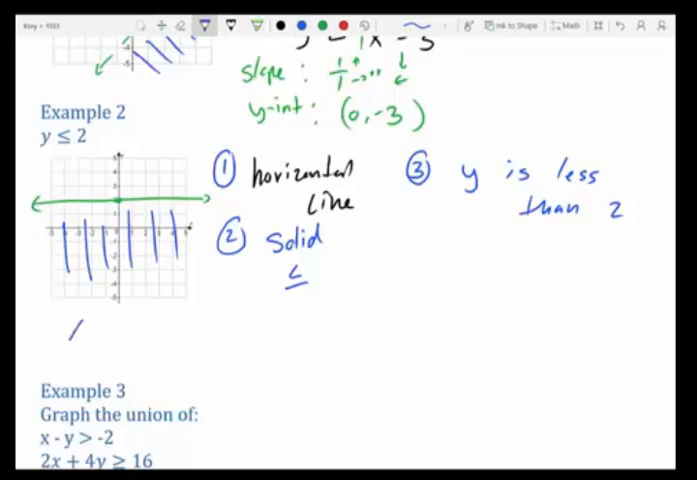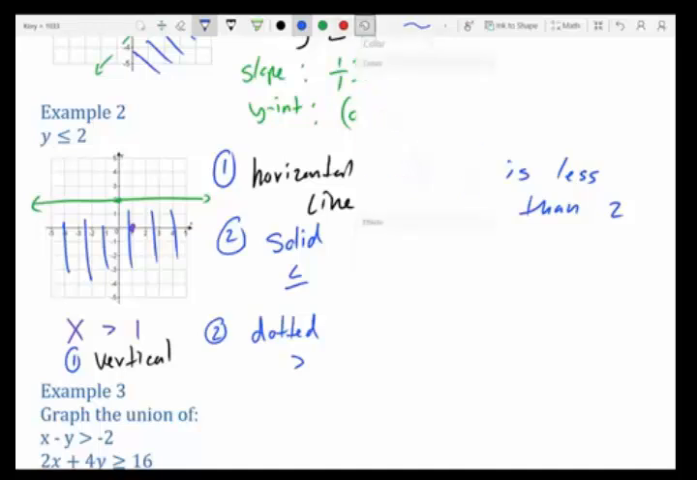So let's just say we're doing x is greater than 1. That's a vertical line, and that's at 1, which is right here. Is it going to be solid or dotted? It's going to be dotted because we just have the inequality sign. So we're going to dot this line.